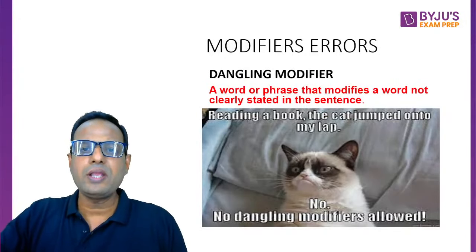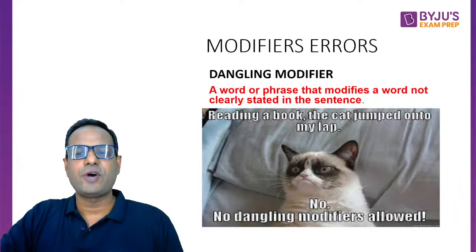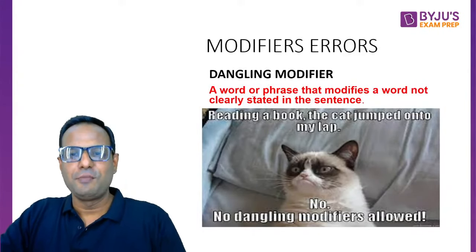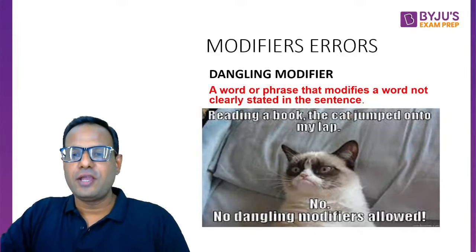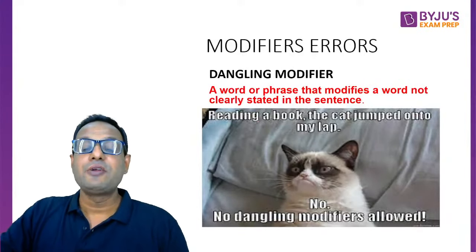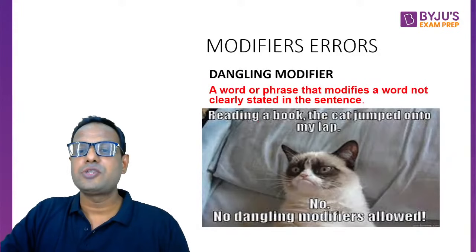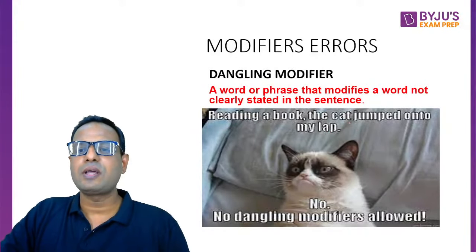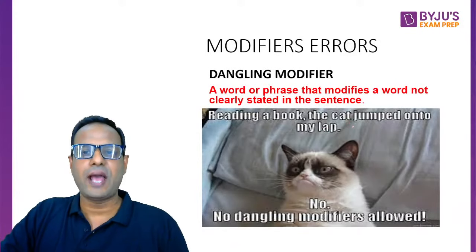Okay, one is known as the dangling modifier. Please look at the picture. Okay, please look at the image. It shows you a cat. Okay, and then it says, reading a book, the cat jumped onto my lap. Reading a book, the cat jumped onto my lap.